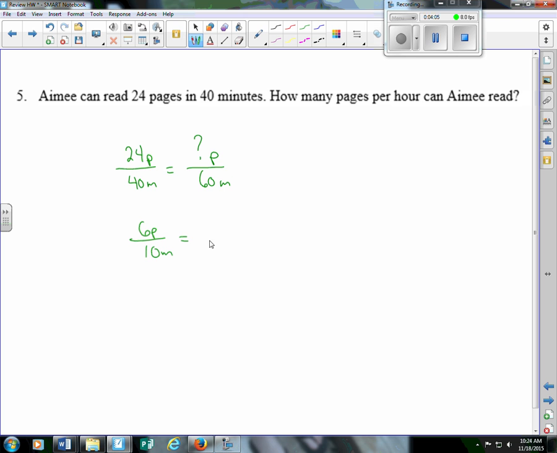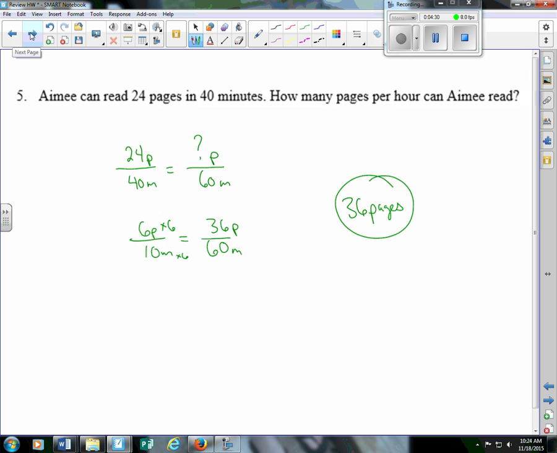And if you look at that, that goes nicely into 60 minutes. So 10 times 6 equals 60. So whatever you do to the bottom, you have to do to the top. And we get 36 pages per 60 minutes, or 36 pages would be our answer.